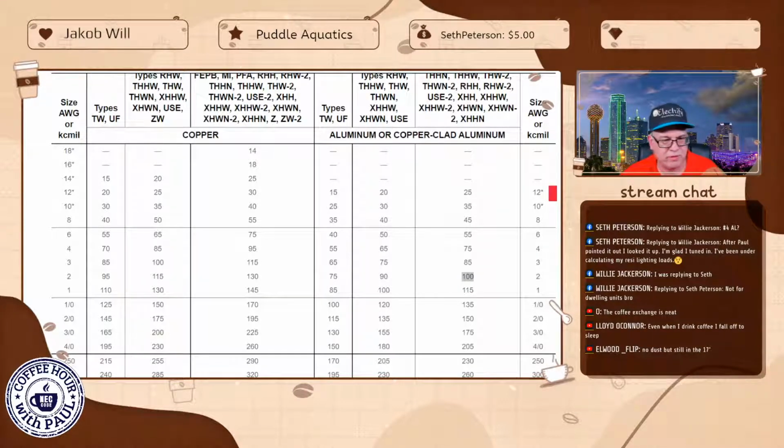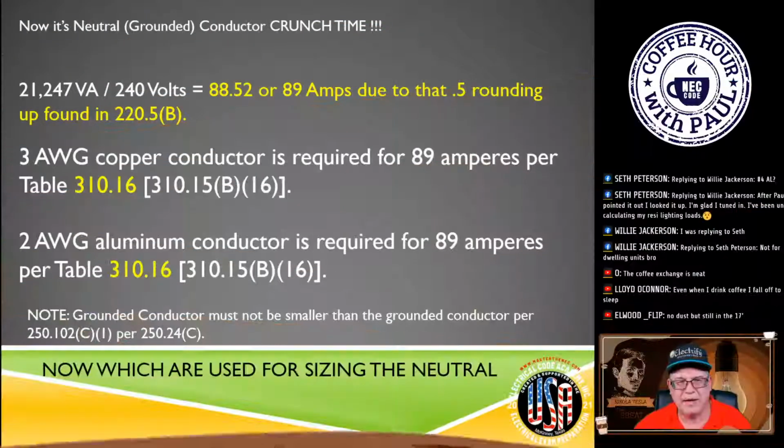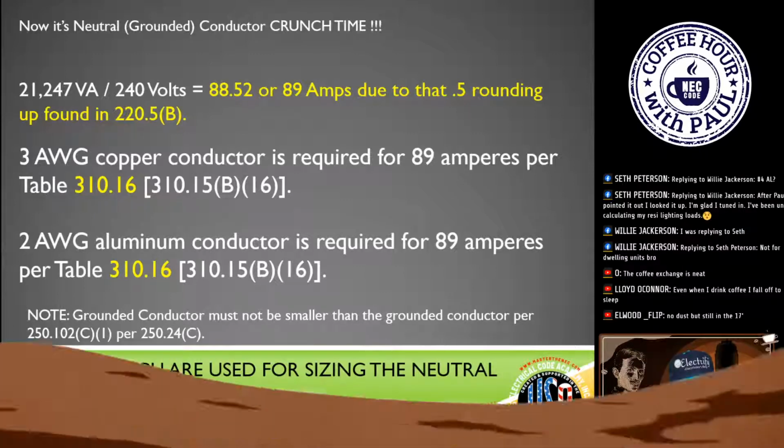Okay, so let's go back and check our presentation again. See if that's what we've got. Yep, there's the 2, and there's the 3 in copper. And that would have been our sizes for our neutral. All right, okay. We verified all that.